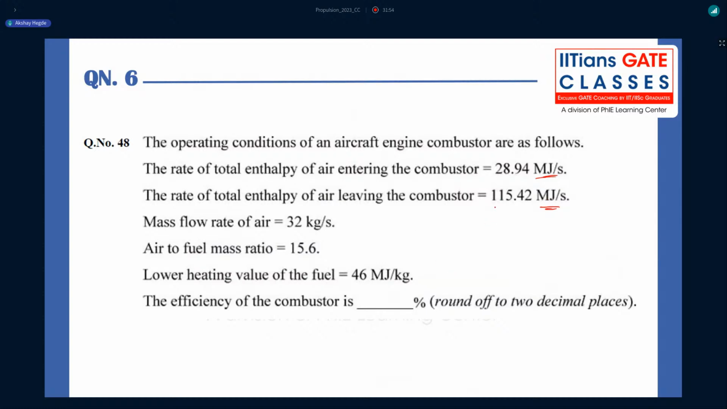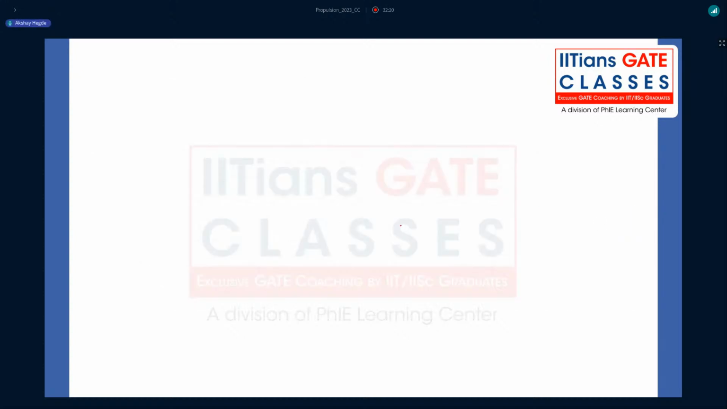We usually saw that the unit of enthalpy is joules per kg or joules, right? But here it is given in joules per second. It is a different unit than what we conventionally use in our classes, so that is where this problem is very interesting. Okay, so now let us try to see this problem very carefully from a control volume approach. I'm just drawing a control volume for the combustion chamber. So what do we have here?